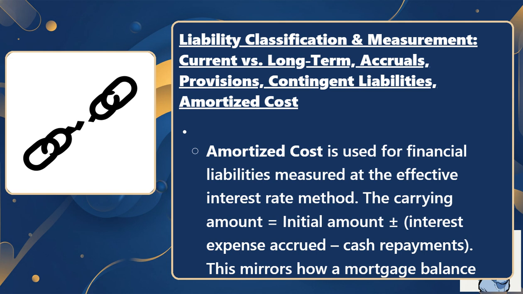Amortized cost is used for financial liabilities measured at the effective interest rate method. The carrying amount equals initial amount plus or minus interest expense accrued minus cash repayments. This mirrors how a mortgage balance changes each month.